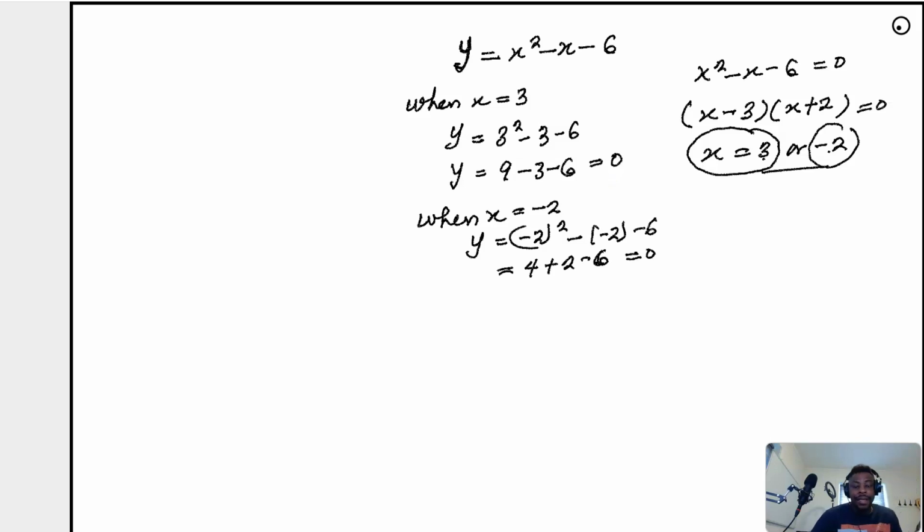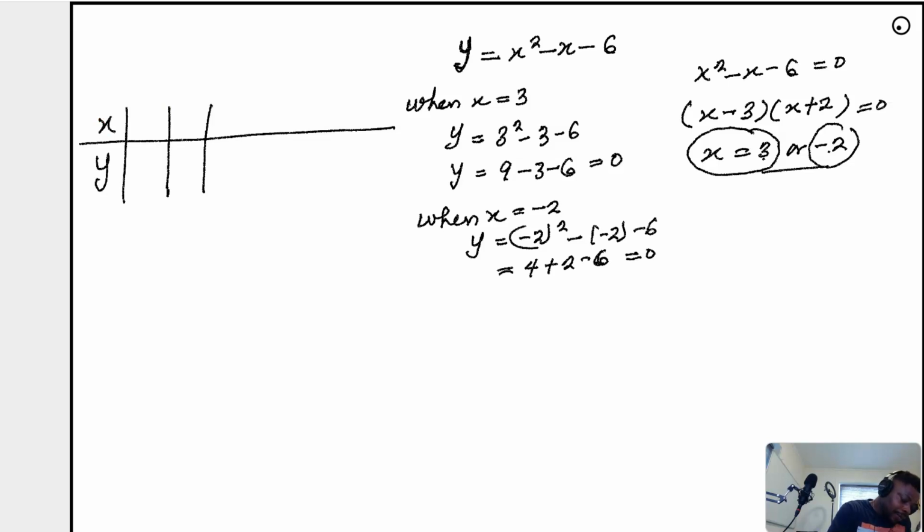That is why I said that if you want to get the root of a function, you have to make the function equal to 0. That is the only case you can get the root of a function. So now, if I decide to create a table, let's say x and y.